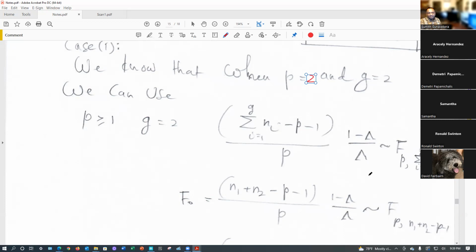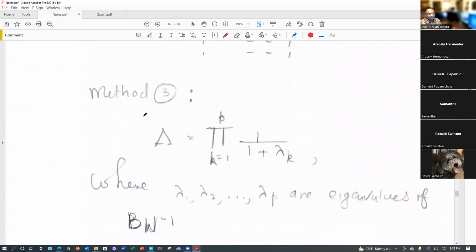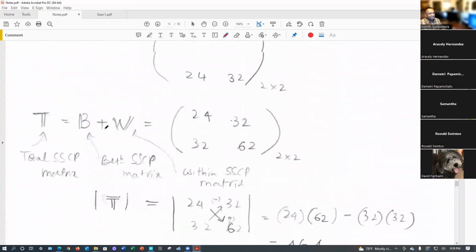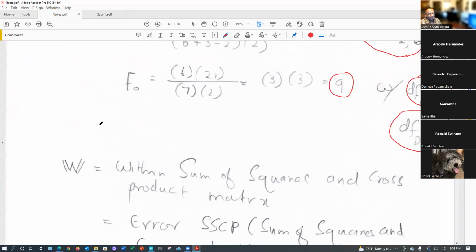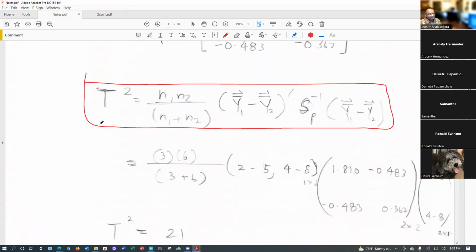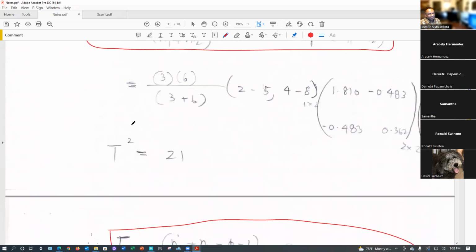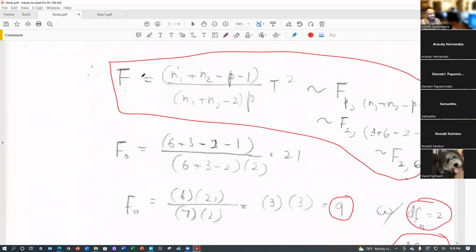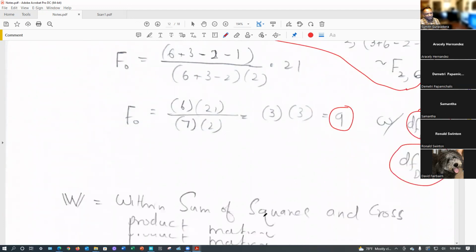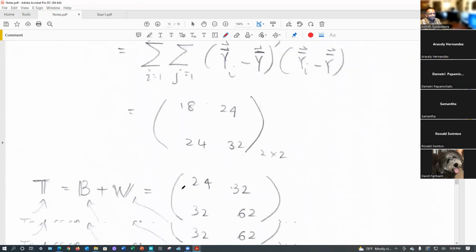Can you remember? This is one approach. When you do it like this, there's one approach. We did this one, and from that one, we multiplied by this factor to make that one F. And we found 9. I want to make sure this 9 is the same as the value coming from the Wilks lambda as well.